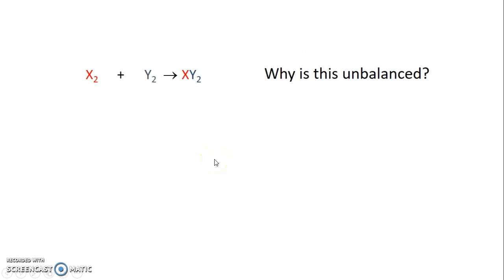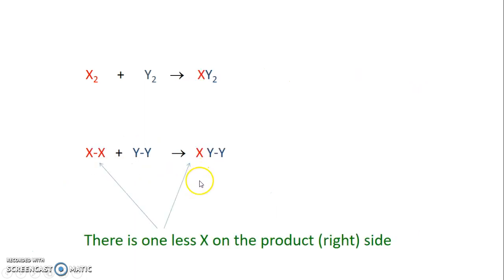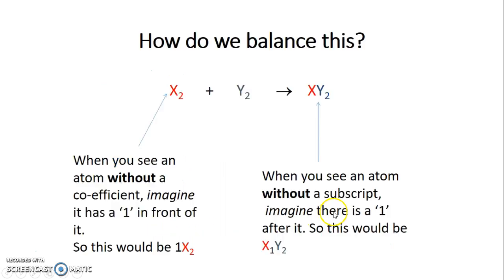So let's have a look at why this is balanced. It's also going to help you understand what these coefficients mean. Because if we spread these out, X, X, XY, and X, YY, right? We can see here that we've started with 2 x's on this side and we've ended up with 1 x on that side, right? So there's one less product on the left-hand side. So how do we balance it, right?